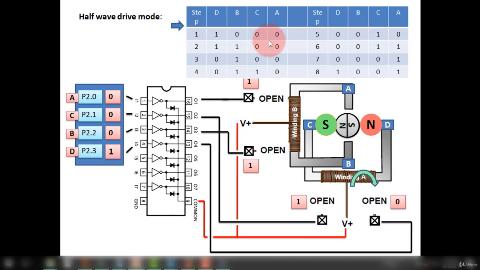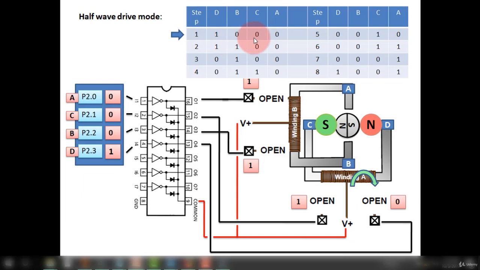Let's pause this step sequence and observe how the stepper motor will work in this mode, half wave drive sequence mode. As we know, the half wave drive mode is a combination of wave drive mode and full wave drive mode. So it includes total 8 step sequence. So let's pause this step sequence and observe how stepper motor rotate in this step sequence in this mode.